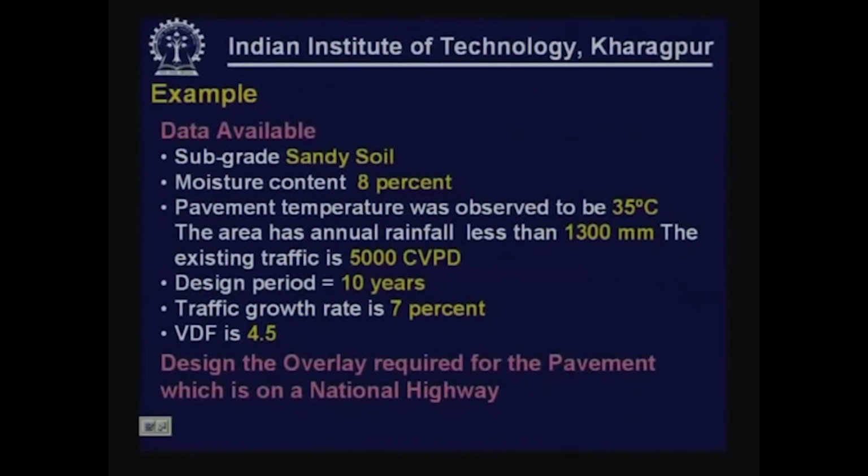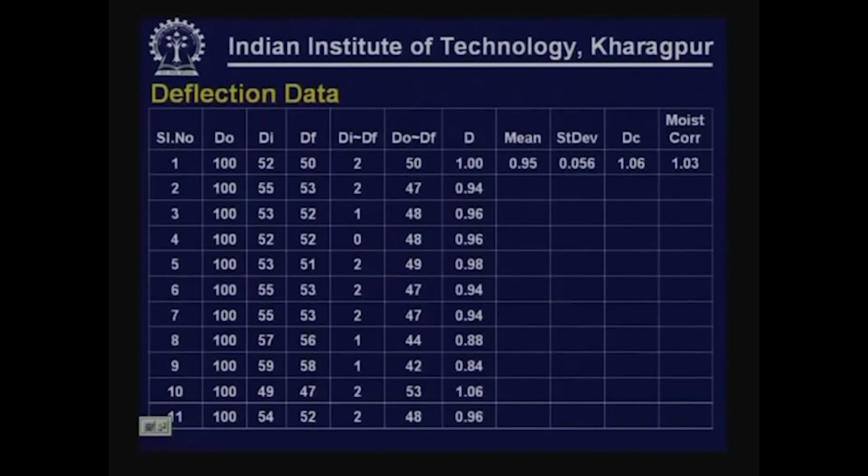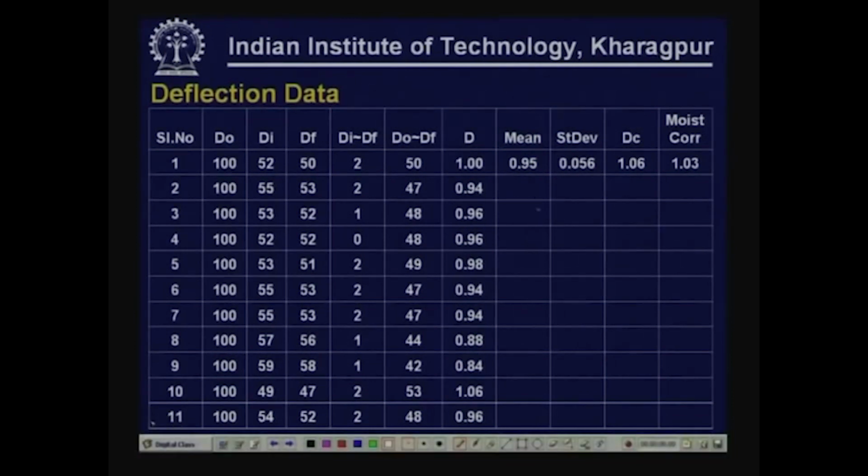The existing traffic is 5000 commercial vehicles per day. Design period has to be 10 years. Traffic growth rate is given as 7%. Vehicle damage factor on the basis of axle load survey is found to be 4.5. We have to design an overlay for this pavement which is a national highway. This is a typical deflection data that was measured. So, initial deflection, intermediate deflection, and then this is how we calculate the mean and standard deviation. This is the mean value, this is the standard deviation value.